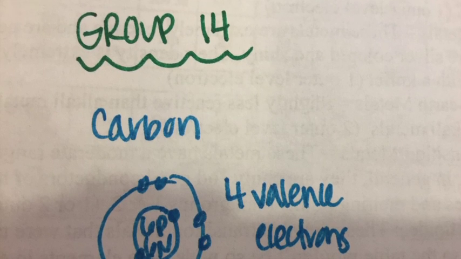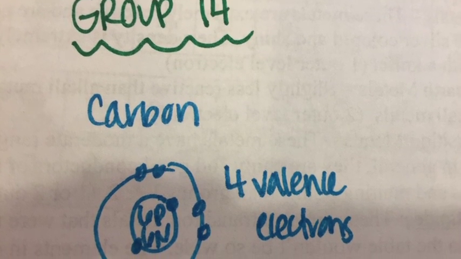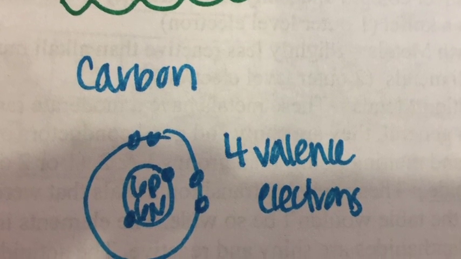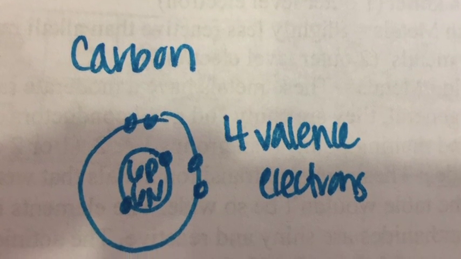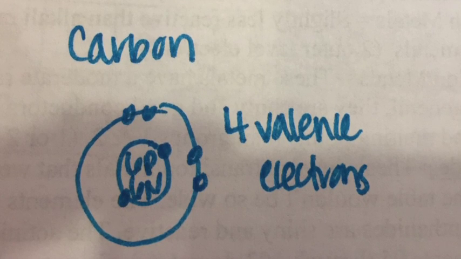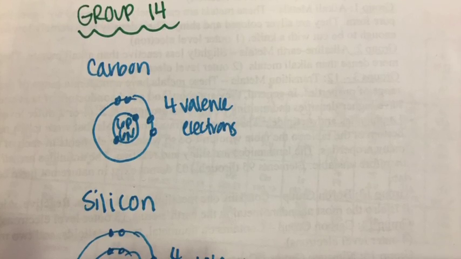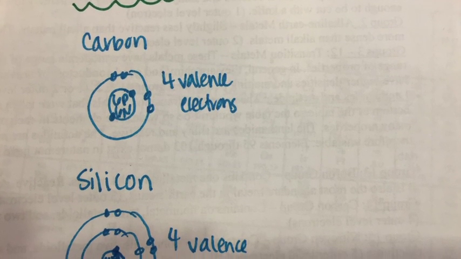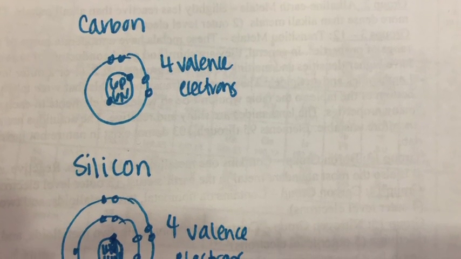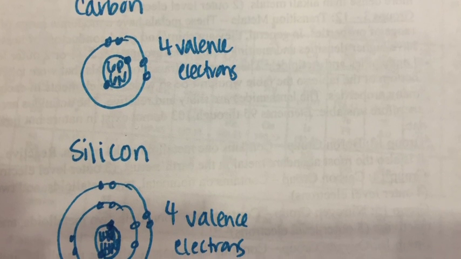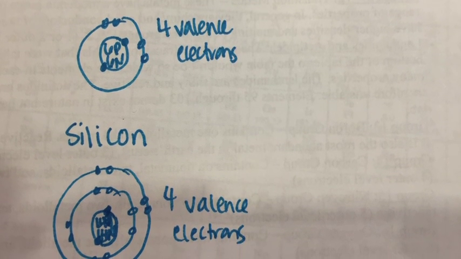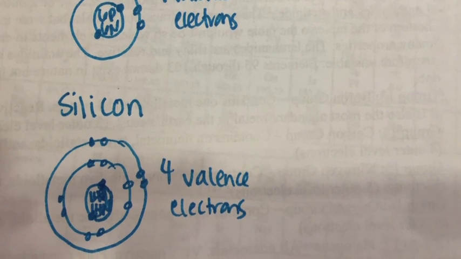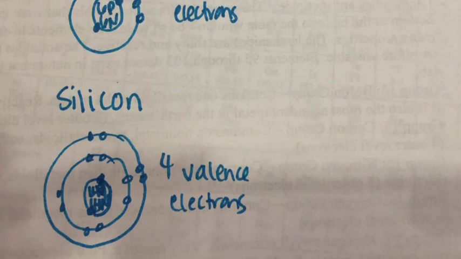Group 14 is our carbon group, so it starts with carbon. Carbon has 6 protons, 6 neutrons, and 6 electrons, which means that it has 4 valence electrons. Moving down group 14, next is silicon. Silicon has 14 protons and 15 neutrons and 14 electrons, which means that it has 4 valence electrons as well in the Bohr model.